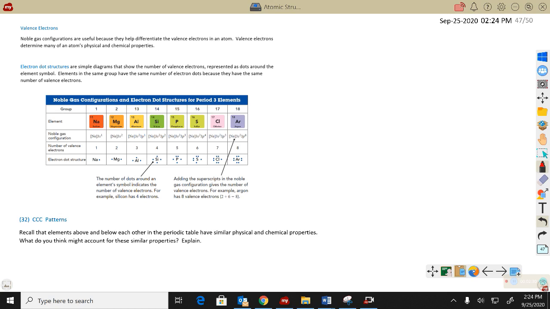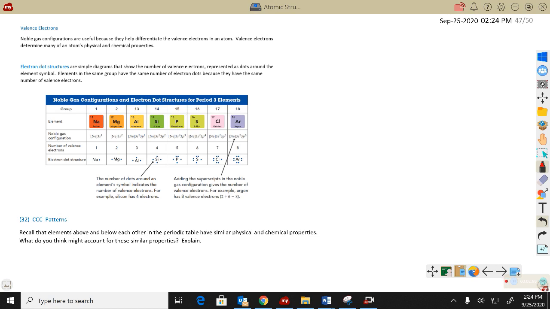And so the valence electrons are in the outermost shell. The outermost shell here is going to be the third, and all of the electrons in the third are considered valence, regardless of what kind of orbital they're in. So for example, obviously sodium just has 1 electron in the 3s orbital, and magnesium only has 2 electrons in the 3s orbital. So sodium and magnesium each have 1 and 2 valence electrons.